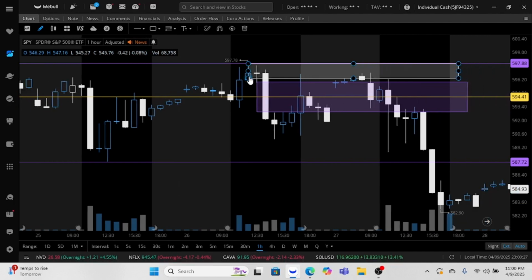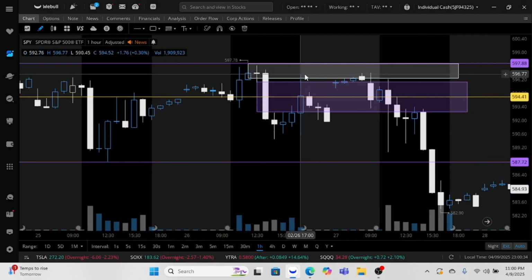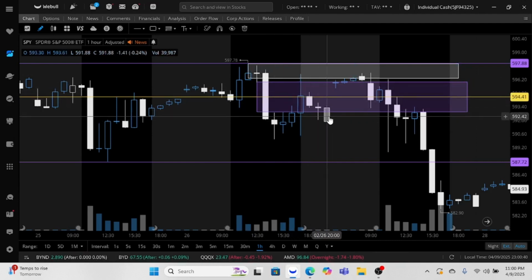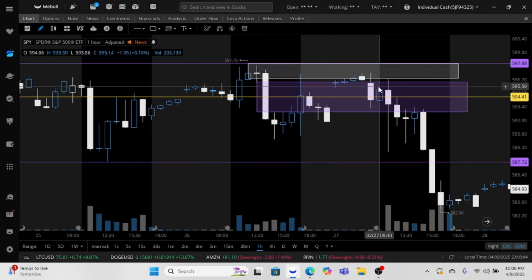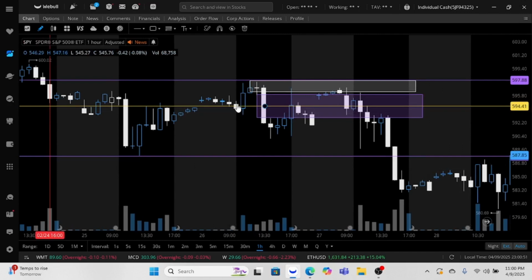So price came down. This low is still intact. Came up to the order block and the fair value gap. Traded lower. Okay. Came back up, touched the order block again. Displaced lower. Finally took out this high. Okay.